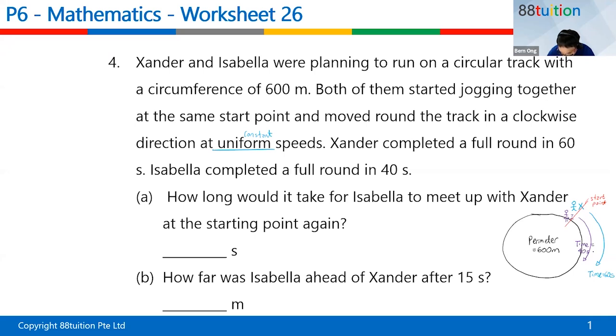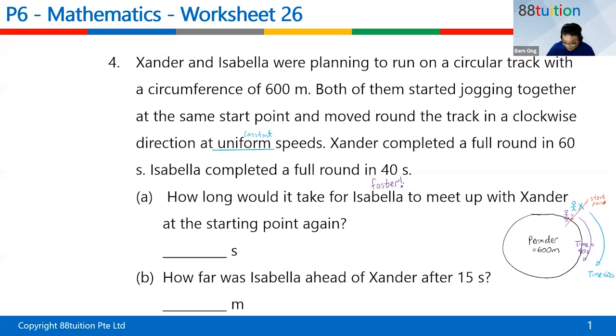So children, who is faster? Obviously, the one who has a smaller number is faster. So in this case, Isabella is faster, because she only took 40 seconds. She completed one round already, while Xander still needs 60 seconds to complete the same one round. So here comes the question: how long would it take for Isabella to meet up with Xander at the starting point again?